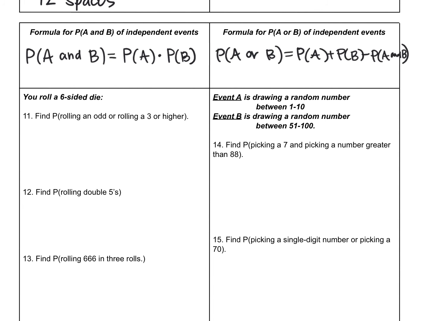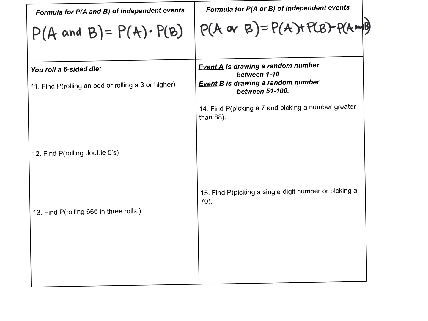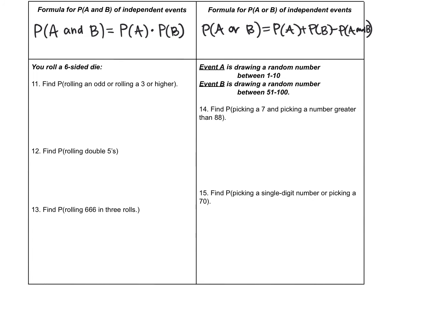So let's start with an example where we are rolling a die. We want to find the probability of rolling an odd number or rolling a 3 or higher. So we're going to let rolling odd be A and a 3 or higher be B. The probability of rolling an odd number is 3 out of 6 because 1, 3, and 5 are the odd numbers. Then we want to add the probability of rolling a 3 or higher.